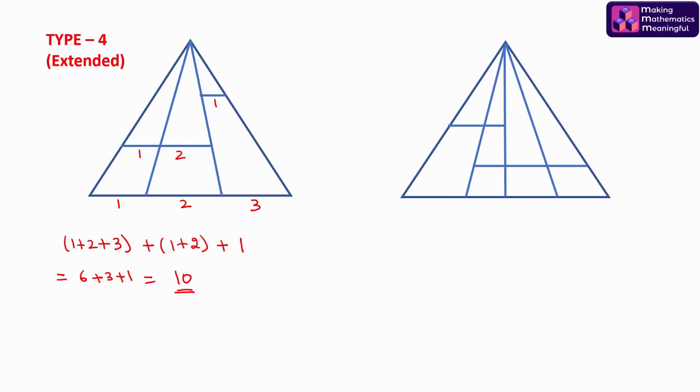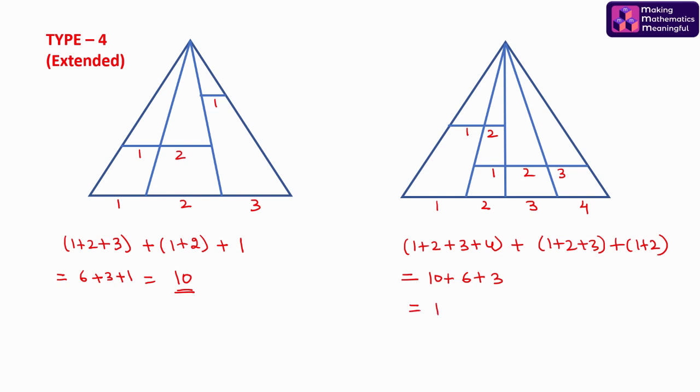You can count the number of triangles, and in this diagram we can quickly check it out. It's 1, 2, 3, 4, 1, 2, 3 and 1, 2. So the total number of triangles would be 1 plus 2 plus 3 plus 4, then 1 plus 2 plus 3, and then 1 plus 2. The total answer would be 10 plus 6 plus 3, 19.